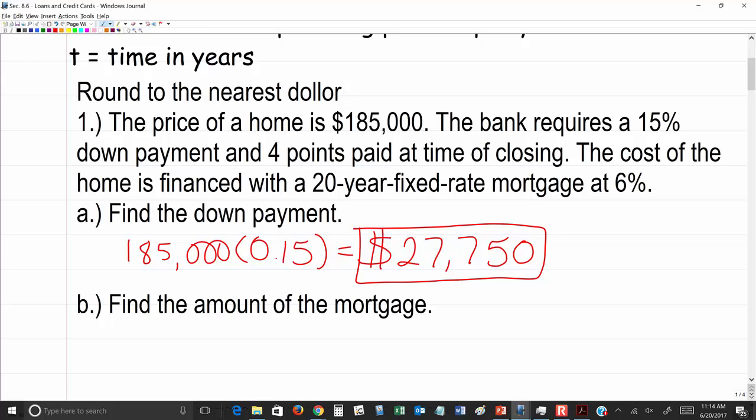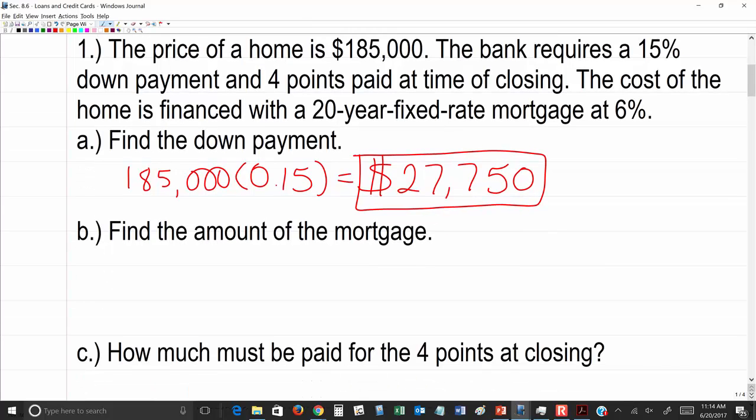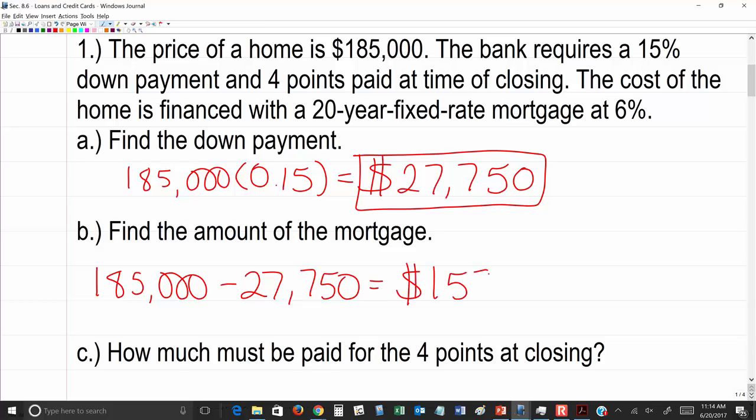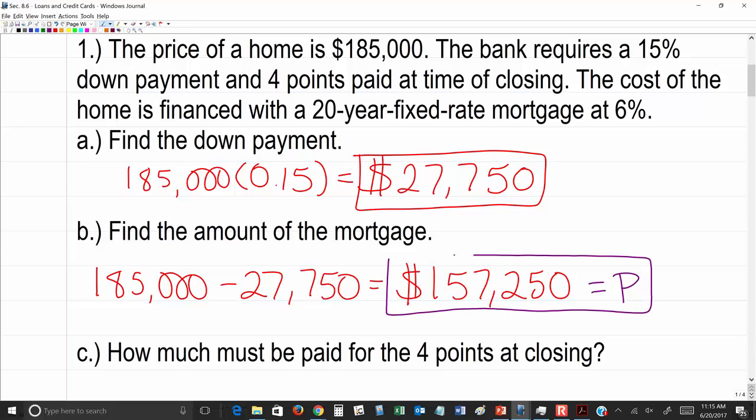All right, so the amount of the mortgage, so that means basically what is the principal that you are borrowing on your mortgage, which is going to be the price of the home minus the down payment. So 185,000 minus 27,750. Okay, so that is P. That is the principal of your mortgage loan.